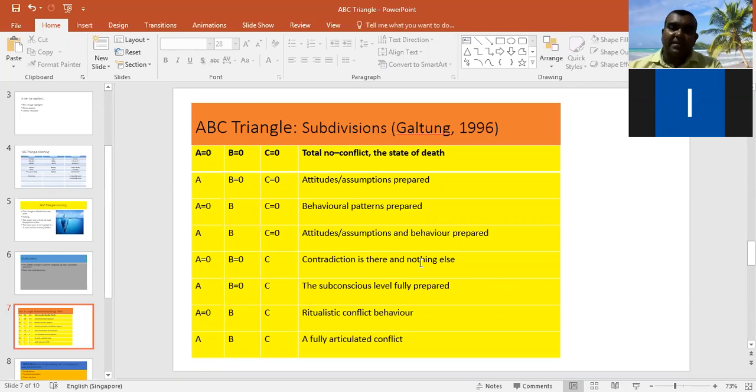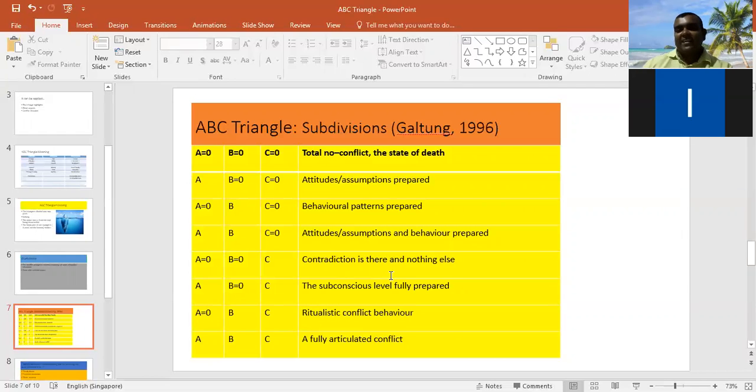But according to this analysis, which was done by Johan Galtung in 1996, Peace by Peaceful Means, there are different levels of this analysis. There are different stages of the conflict as it is developing, right? So this is the concept. It's called the ABC triangle or conflict triangle. It can be divided into several parts. Is it clear? This is a bit complicated, but it has been done by Johan Galtung.